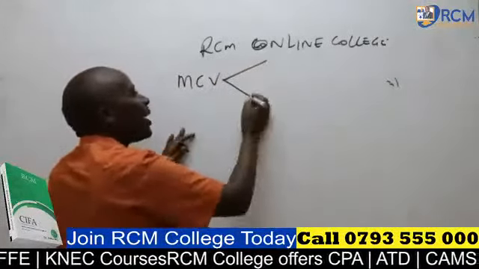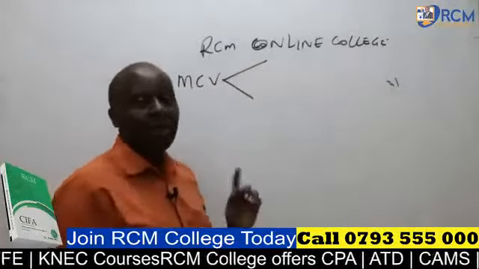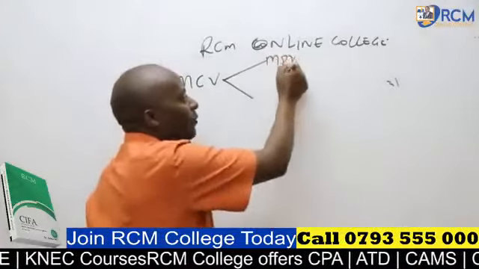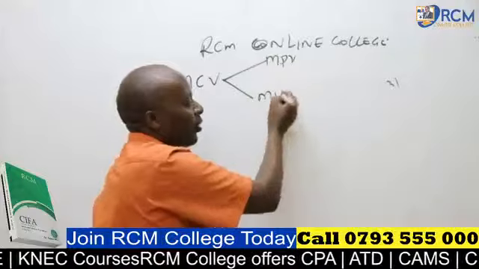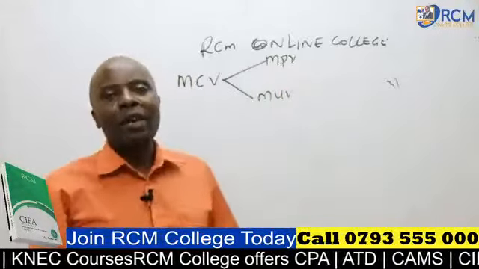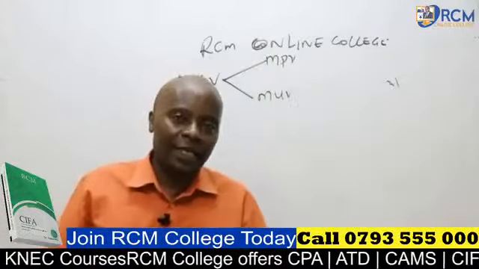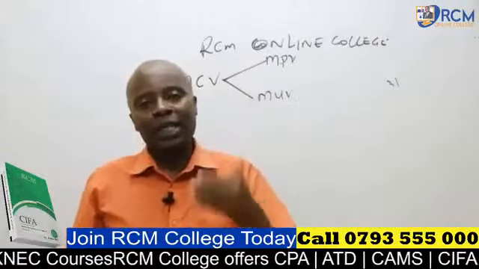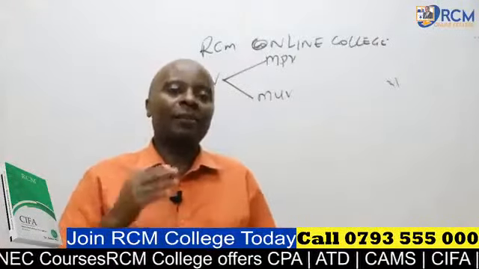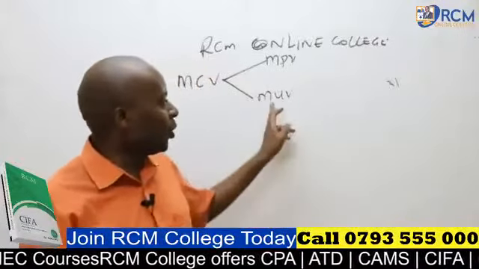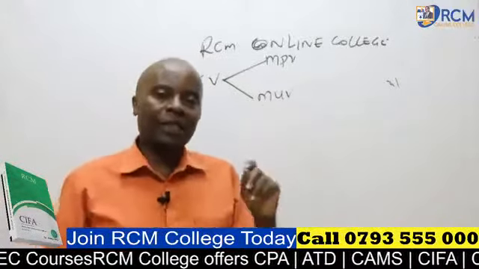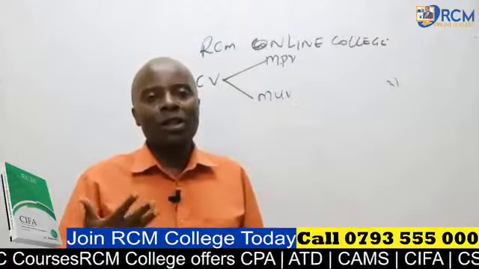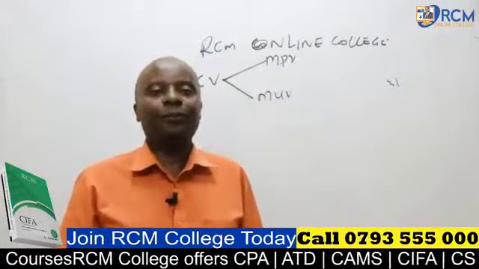Material cost variance is divided into 2. We have the material price variance and then we have the material usage variance. Please write those 2 components. We have the material price variance and then number 2, the material usage variance.